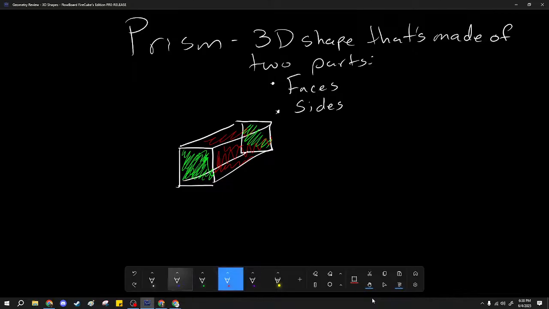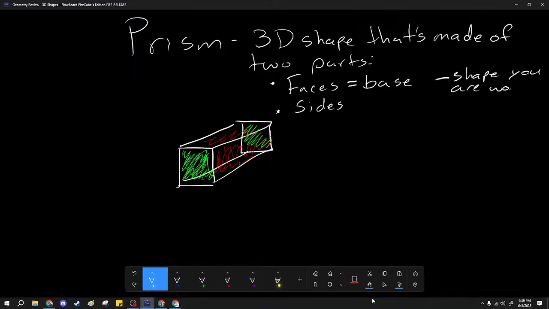The faces are also known as, and this is the word I'm going to be using, the base of the figure. So when I say the base of your 3D shape, it is not just the bottom. It means the face, the shape that you're working with, the shape you are working with.